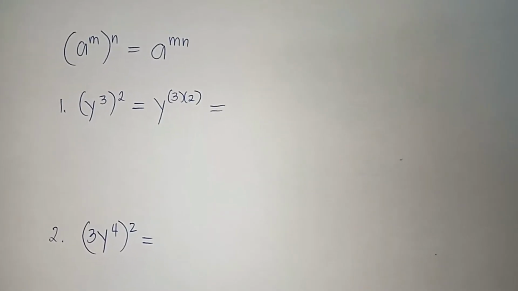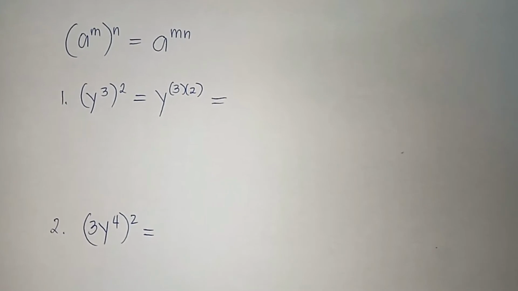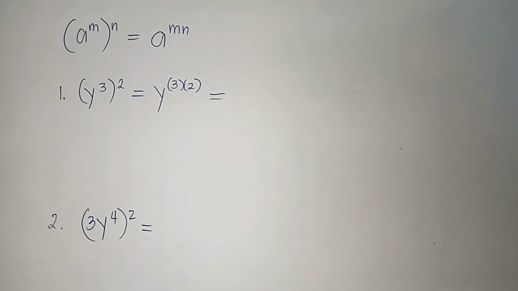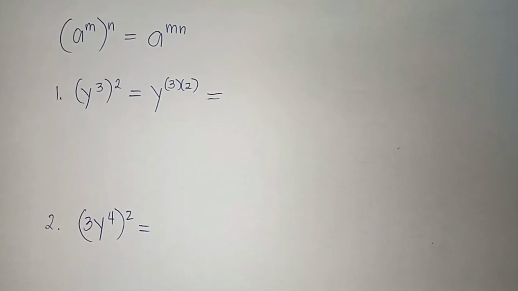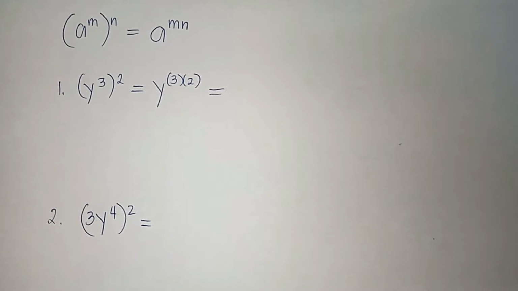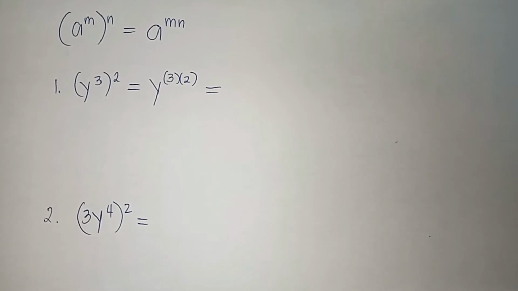Now, let's proceed with the power rule. We have the quantity of a raised to m raised to n is equal to a raised to mn. So, as you can see, pinag-multiply lamang ang exponent ni a, which is m, times yung exponent sa labas. So, naging a raised to m times n. Multiplication po yon. So, let's try the first example.